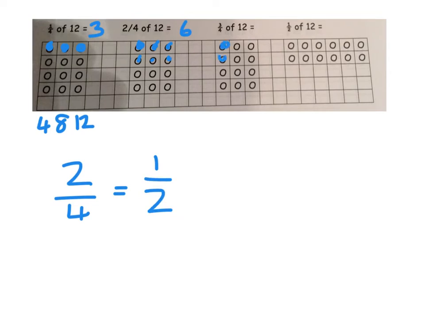3/4 is 3 out of every 4, so 3, 6, 9. And again, a half of 12, setting it up as pairs of 2, so it's 1 out of every 2. You can see that half of 12 equals 6, which is the same as 2/4 of 12.